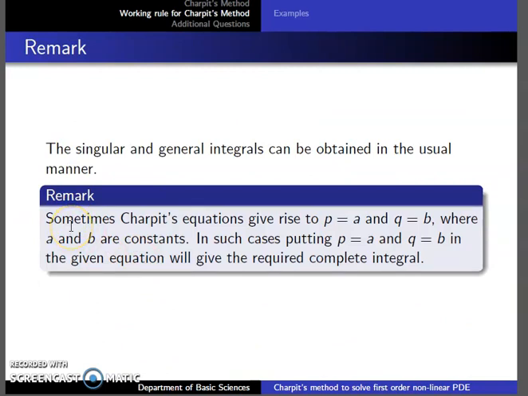You have to note this point. Sometimes Charpit's equation gives p equal to a and q equal to b, where a and b are constants. In such cases, we get the required complete integral by substituting p equal to a and q equal to b in the given equation.